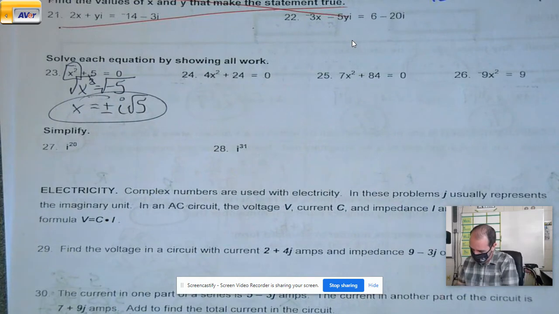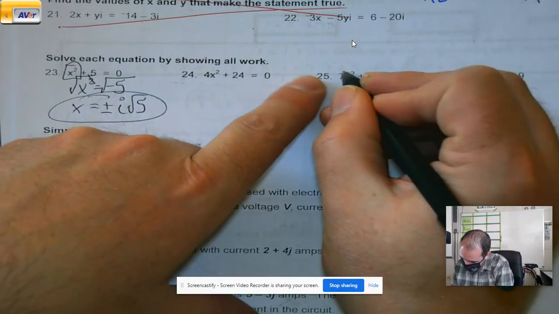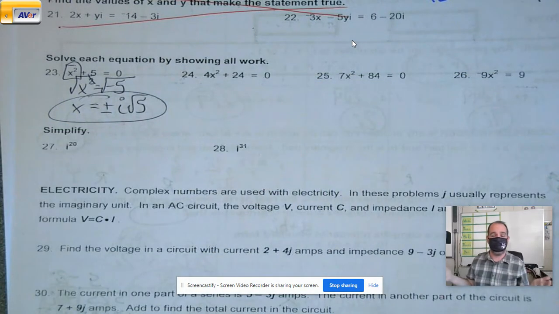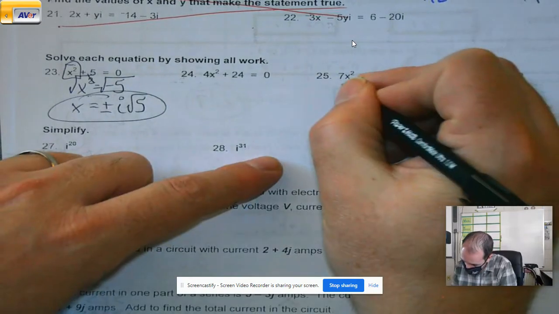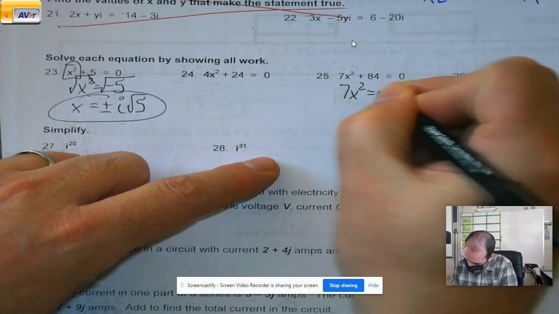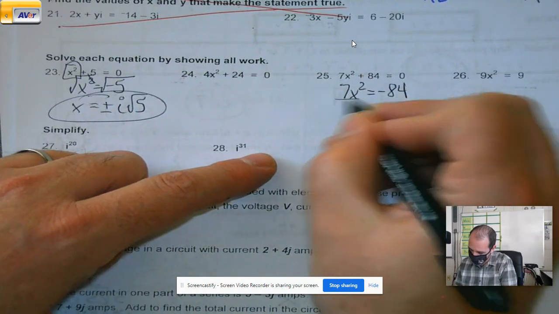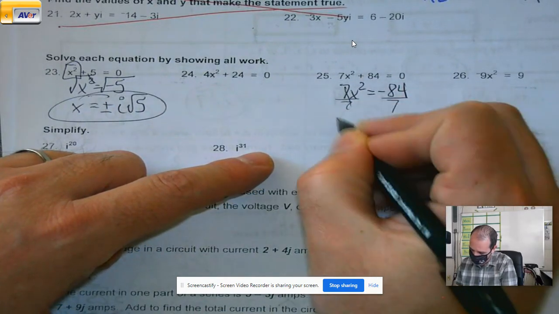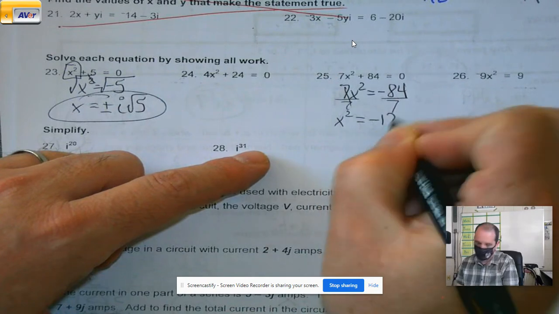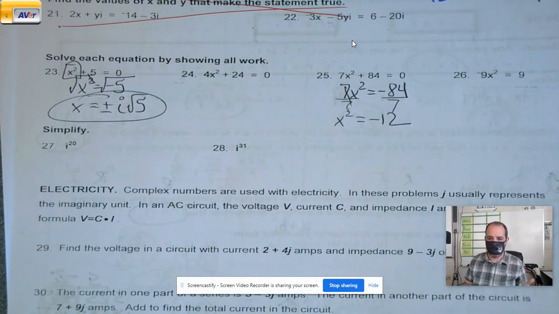One more of these. I want to do 25. Again, just like algebra, I want to get the x term by itself. So we will minus the 84 over. We will divide by 7. Okay, here come the 2 steps again. Heads up, there's going to be a third one this time.